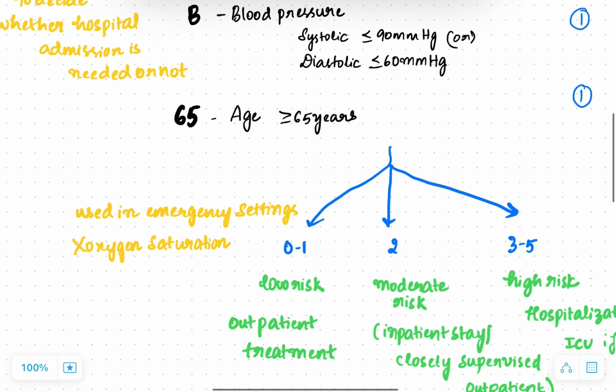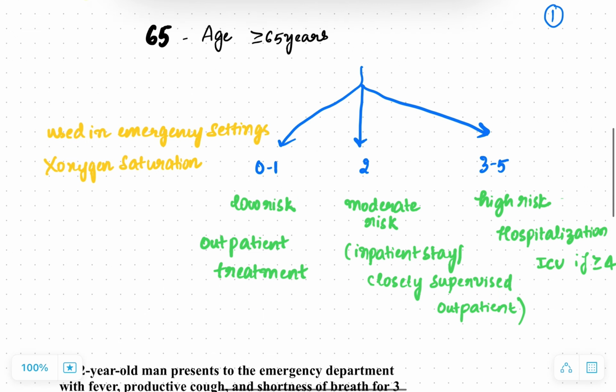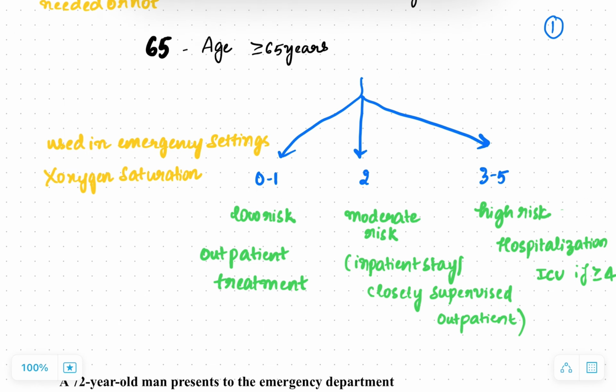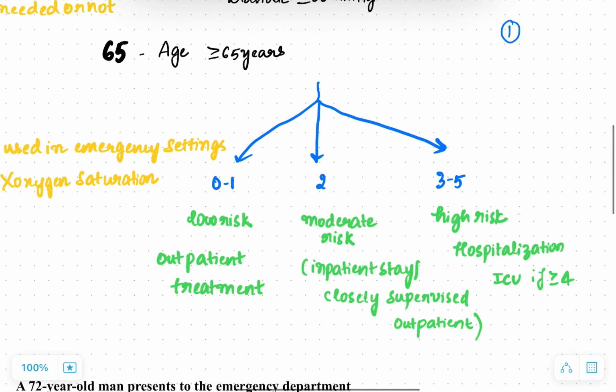So cumulative score, if it is 0 to 1, it is low risk. Outpatient treatment is only needed, and if the patient has a score of 2, it is moderate risk. So the patient may need an inpatient stay or closely supervised outpatient stay. Next, if the score is between 3 to 5, it is high risk. So hospitalization is required, and especially ICU settings may be required if the score is more than or equal to 4.